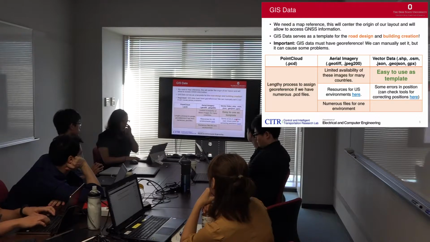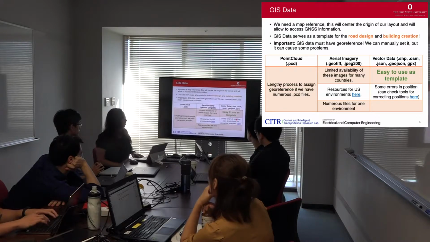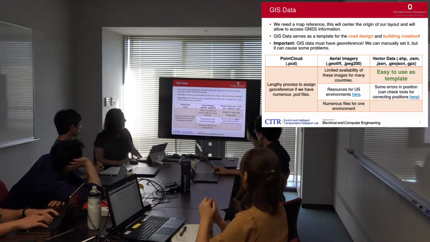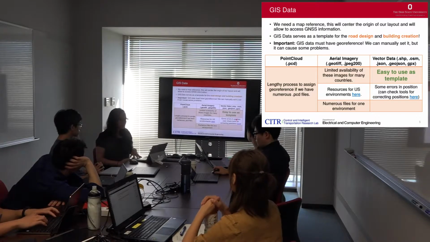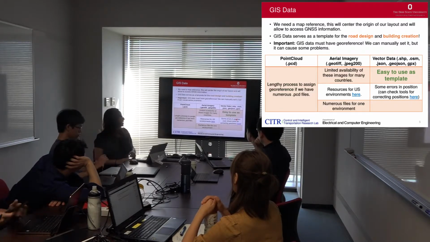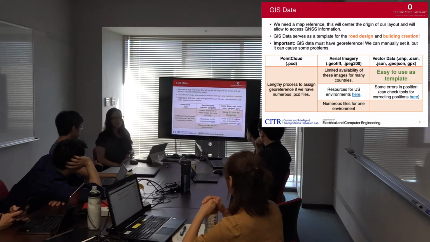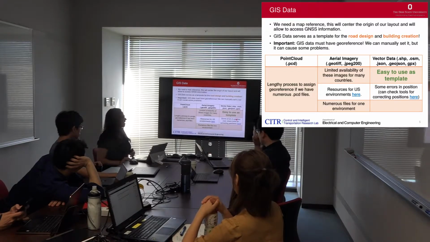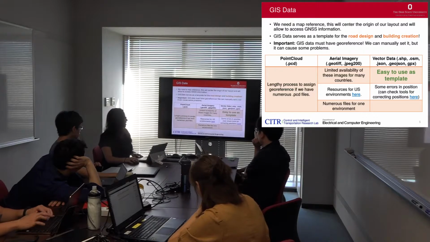So let's start with the GIS data. First, we really need a map reference if we want to create a real resembling environment. The map reference is important because it will center the origin of our layout, and will also provide access to the GPS information. It's also a template for road design and building creation. One thing that is important if we want to work within this pipeline is that this data must have a georeference. If it doesn't have a georeference, it will probably not work very well, but we're going to see why later.